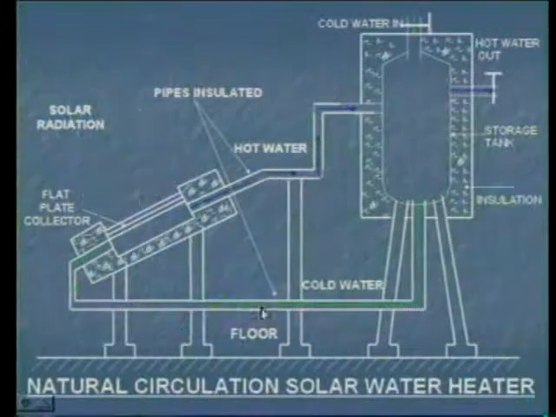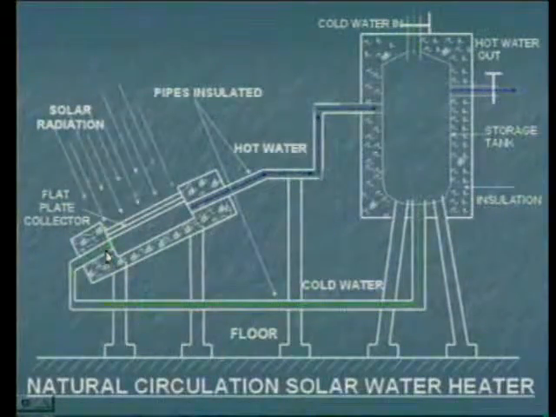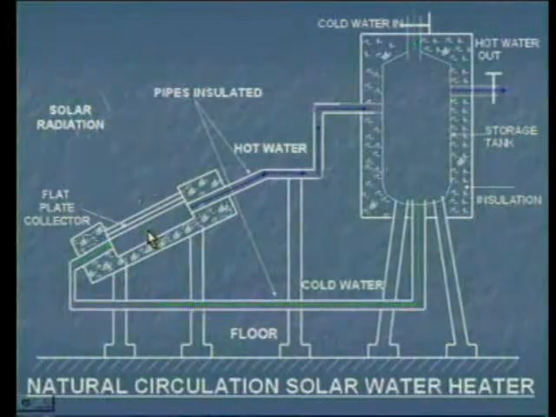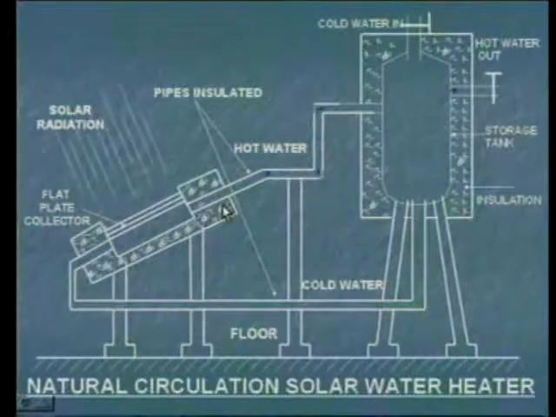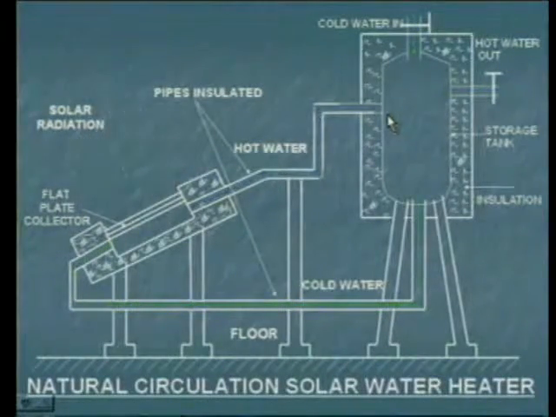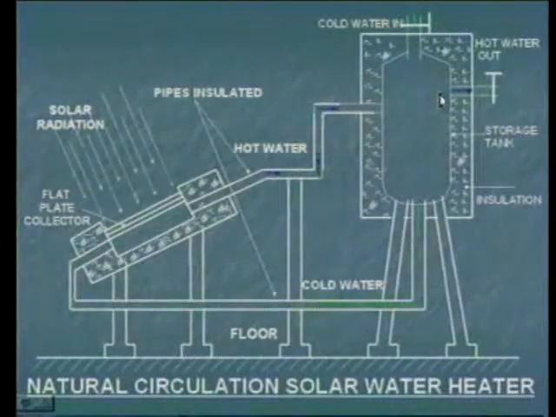Now water coming from the tank will enter into the flat plate collector. While flowing through this flat plate collector, the water will absorb the heat from solar incident radiation. Due to this, the temperature of water will be increased. Now the hot water will enter into the tank. We know that because of density difference, the hot water will always be at the top. That hot water can be tapped for our applications.